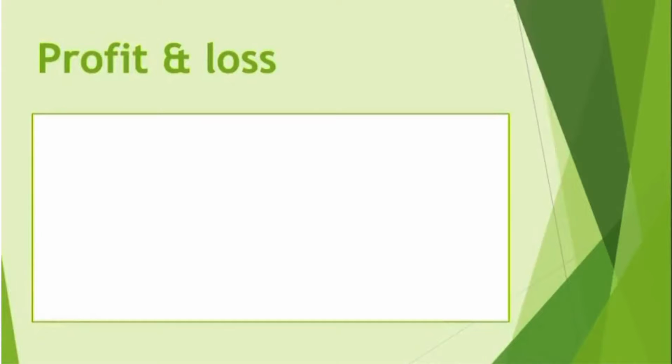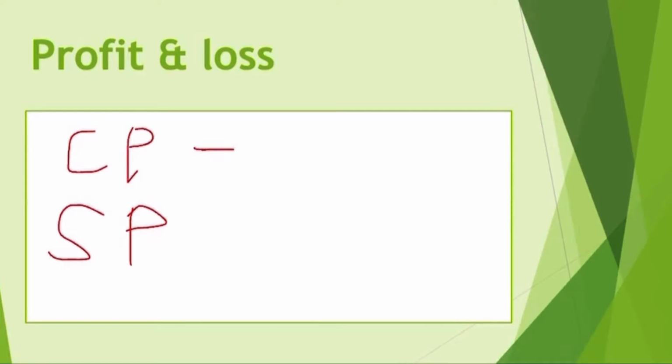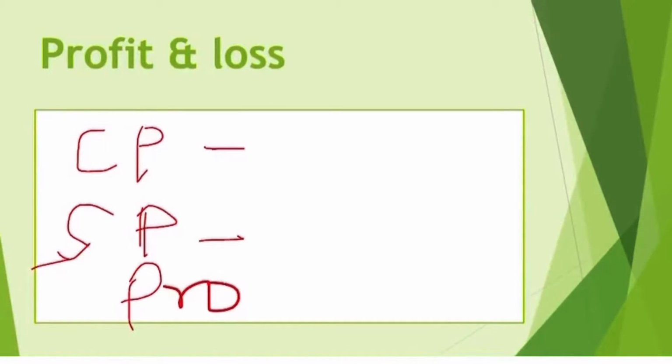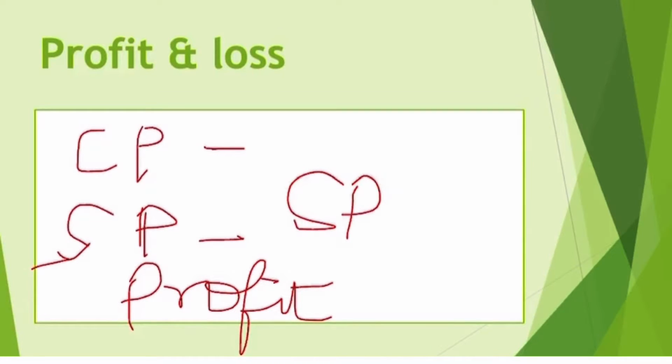Next, we will see profit and loss. To understand profit and loss, we need to know cost price and selling price. What is cost price? Cost price is the rate at which the item is procured by the seller. Selling price is the price at which the item is sold. In case of a profit, the article's selling price is more than the cost price. It is sold at a price which is greater than the cost price.